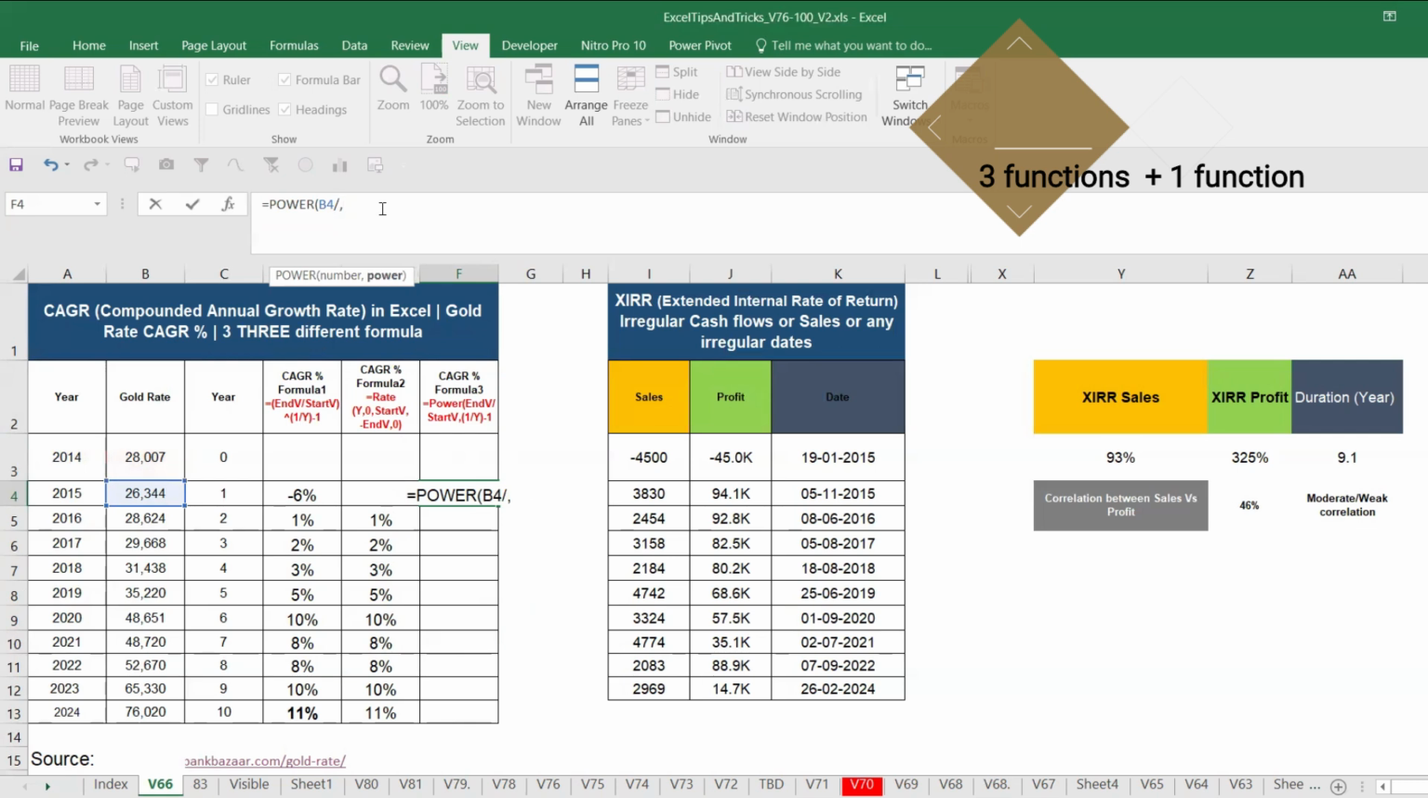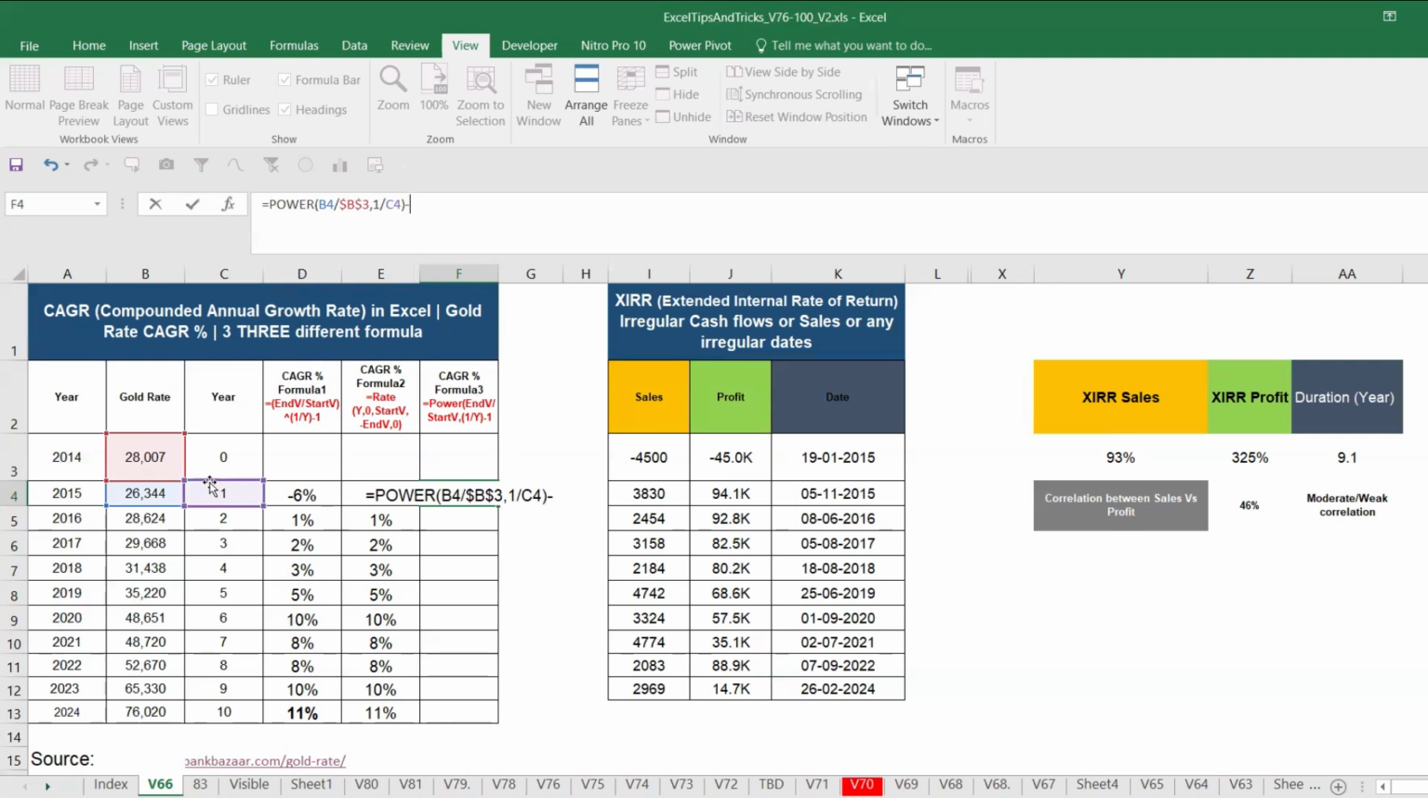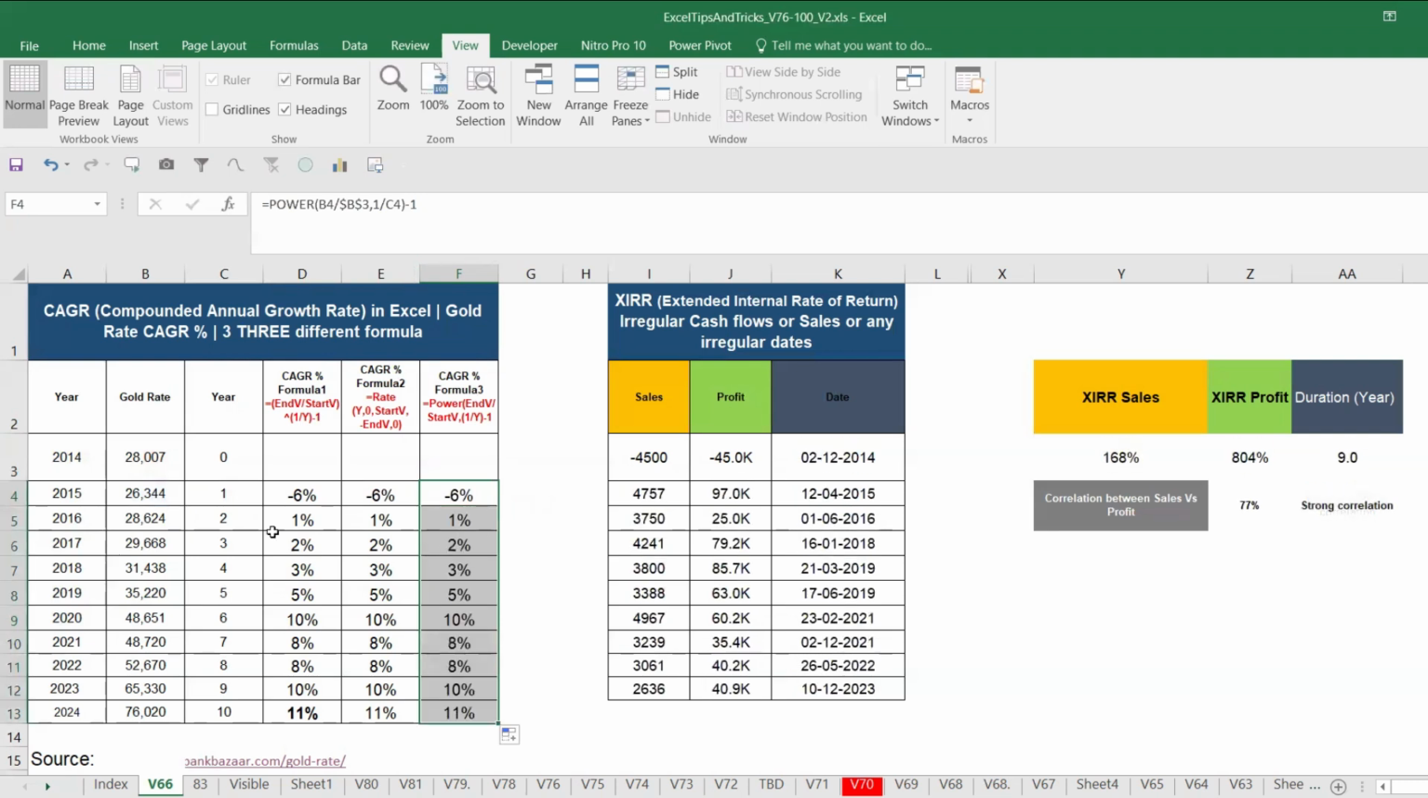comma, and then 1 by n value, right? Divided, close the bracket, minus 1 overall. This is the same value we are getting. So this is how we can apply either the conventional method, the RATE function, or the POWER function. All three will return the same result. You can see here everything is matching.